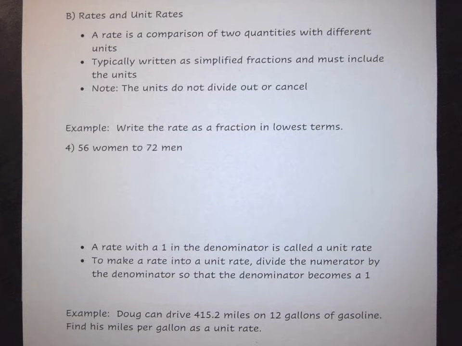Now, when we are reducing your fractions down to their lowest terms, the biggest thing that we have to remember is that when we're talking about rates, those units that we have aren't going to cancel out. So in other words, if we're talking about apples to oranges, your result is still going to be in apples to oranges at the end.